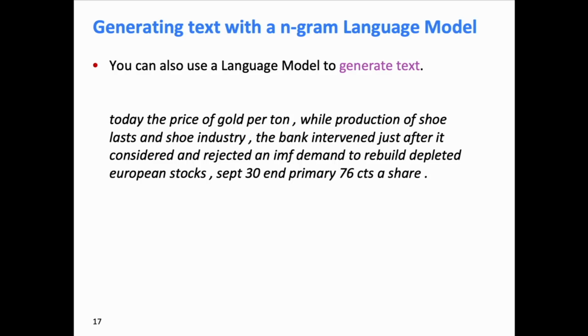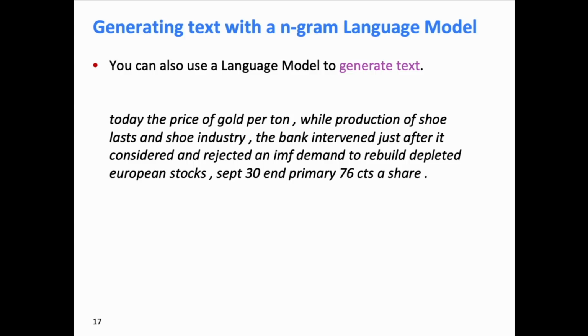This is the actual text that I got when I ran this generation process with this tri-gram language model. It says, "today the price of gold per ton, while production of shoe lasts and shoe industry, the bank intervened just after it considered and rejected an IMF demand to rebuild depleted European stocks, September 30th, end primary 76 counts a share." OK, so what do we think about this text?